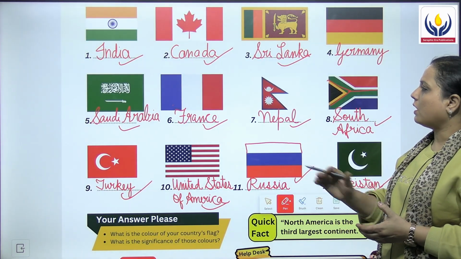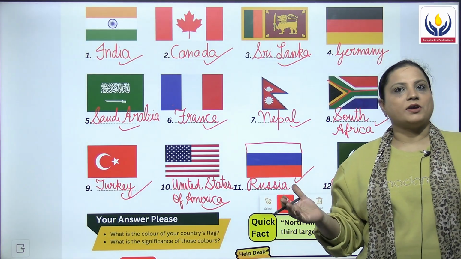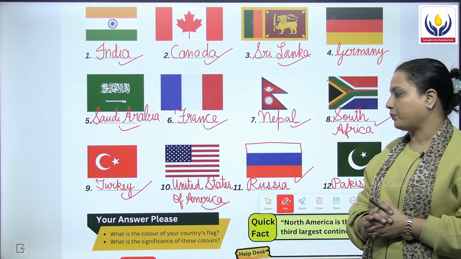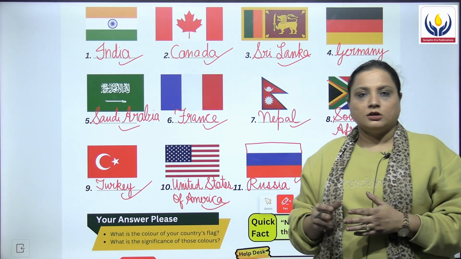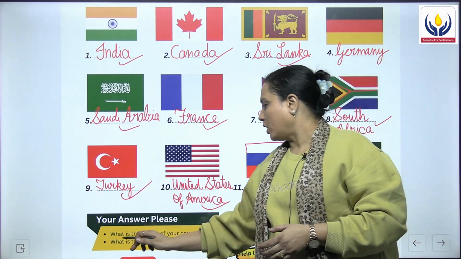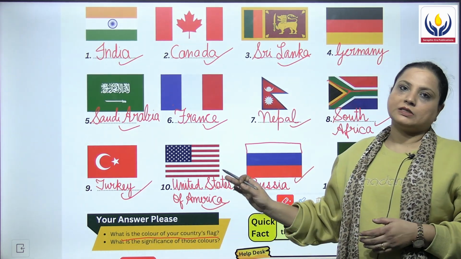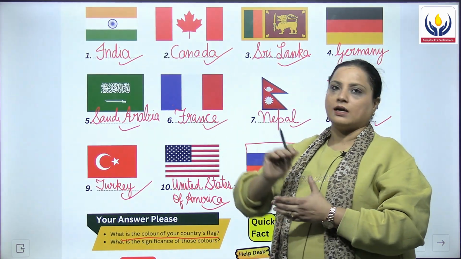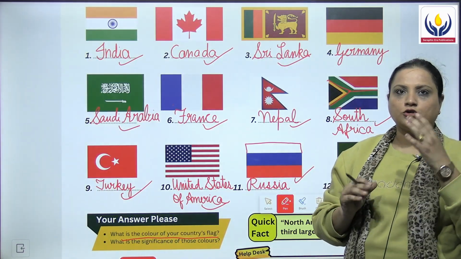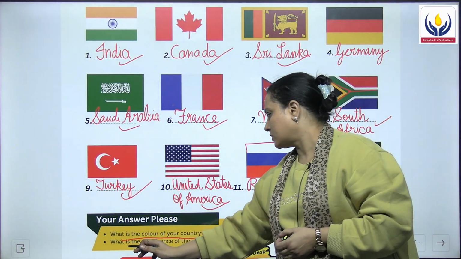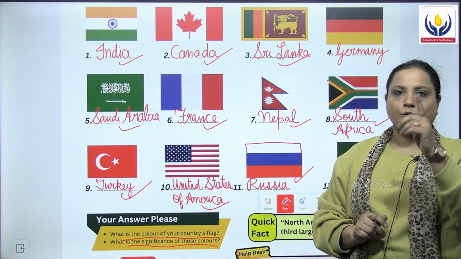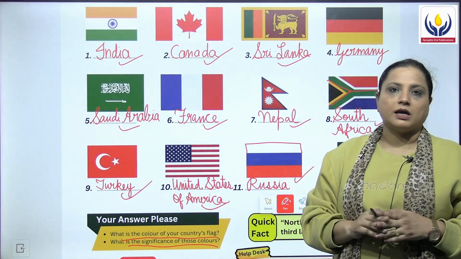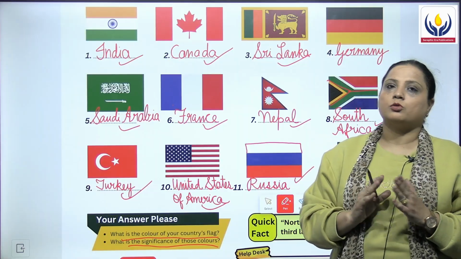So this is about the various flags of various countries. Very easy to identify and recognize them. Let's see the Your Answer Please. It asks, what is the color of your country's flag? We all know the colors of our flag are orange, white and green with an Ashoka Chakra on it. What is the significance of those colors? Now this question is for you children. Answer the question: what does each color symbolize? Write your answer in the book itself.